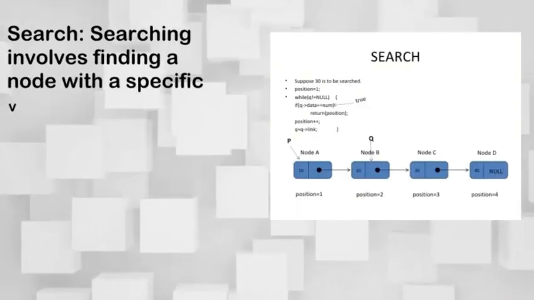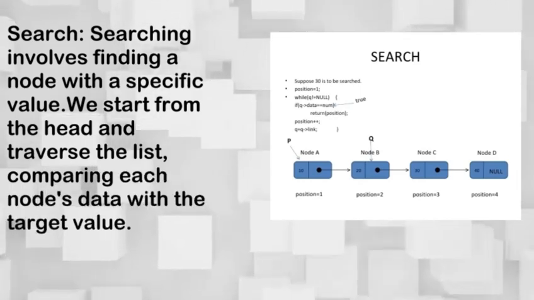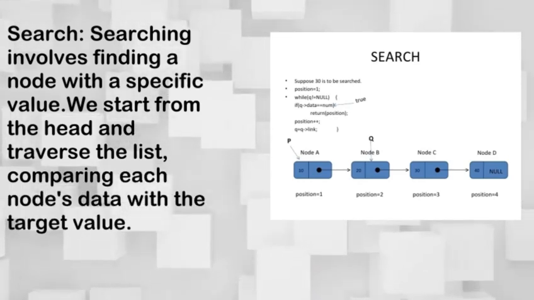Searching involves finding a node with a specific value. We start from the head and traverse the list, comparing each node's data with the target value.